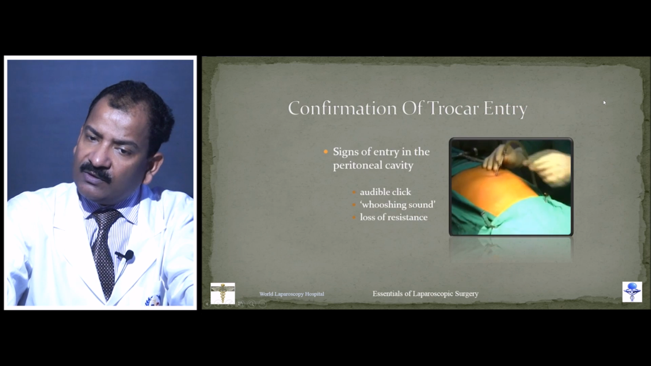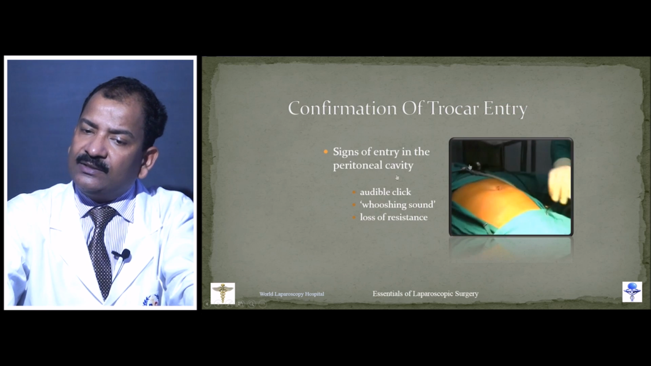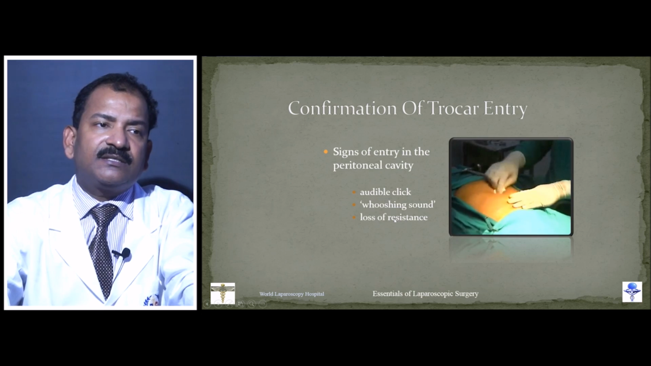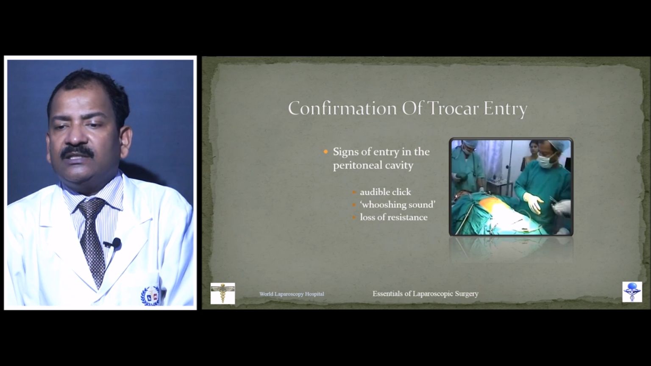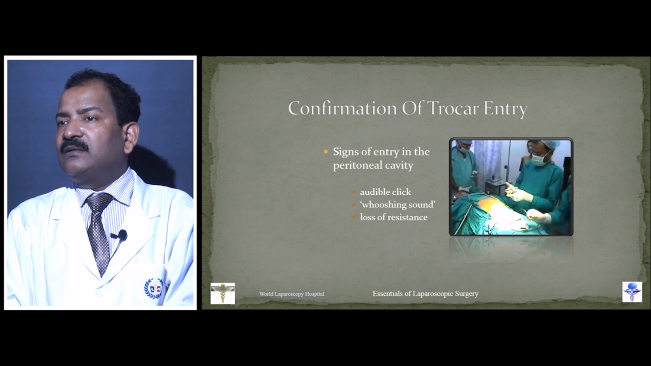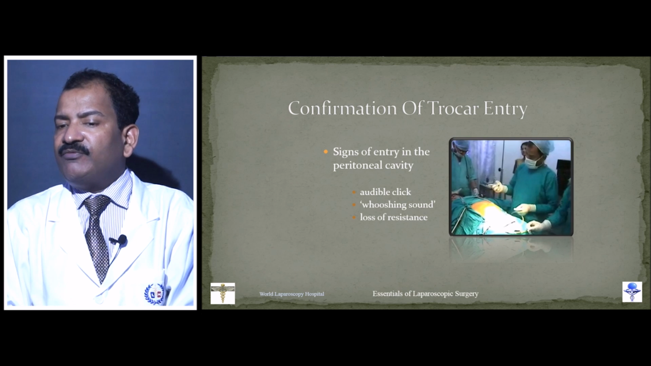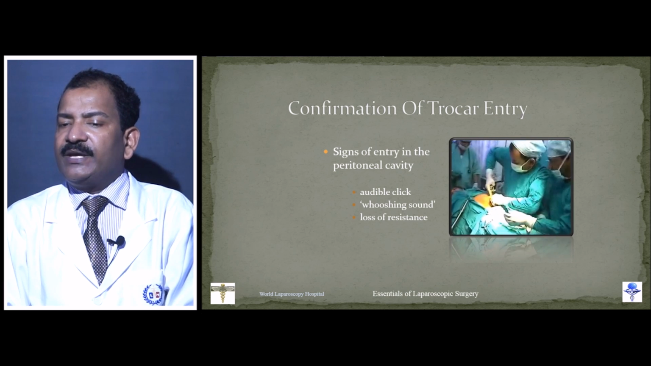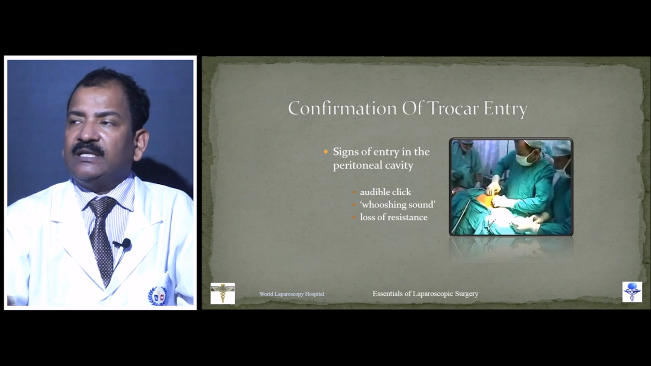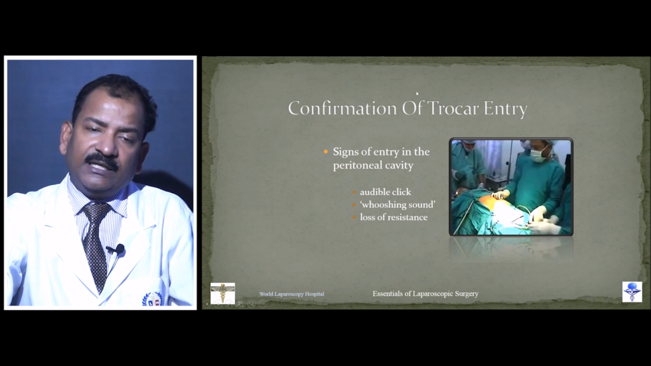Now, once you are in, there will be an audible click, a hissing sound and loss of resistance; all three will be visible. So, we can see here again how to put the trocar. The skin incision is enlarged and the trocar is held like a pistol. This is 5.5 millimeter, and then hold it and go screwing, and you suddenly get the sensation that you are in.